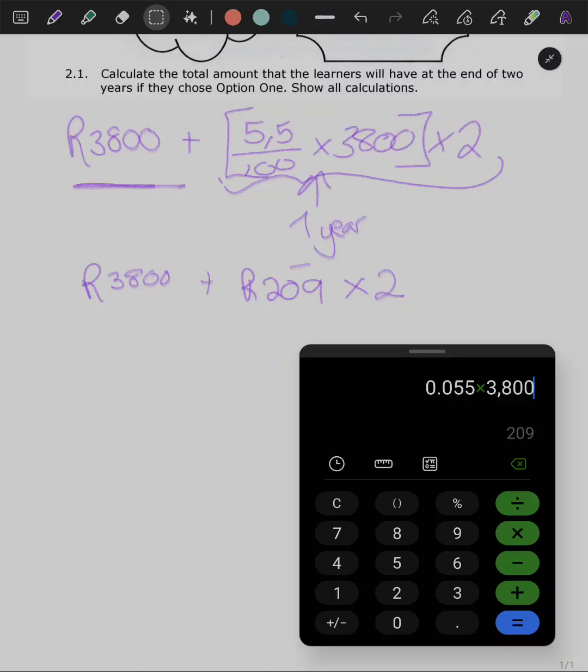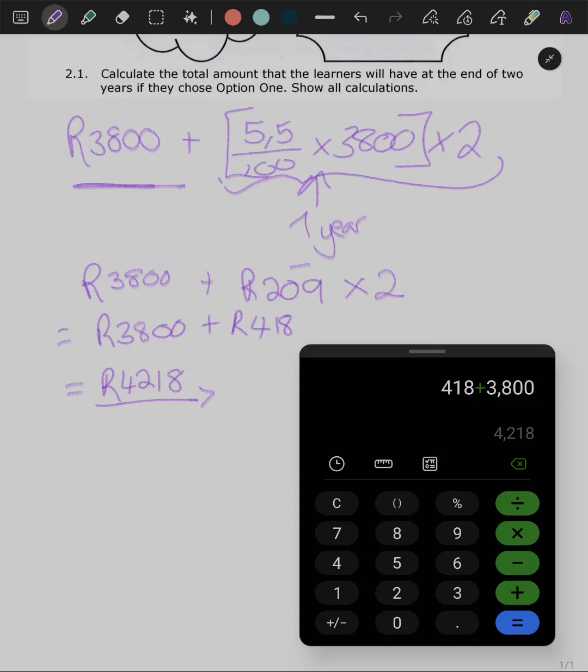Now BODMAS tells us we must multiply by 2 next. So I'm going to take that 209 times by 2, and that will give me 418. So I can say here equals 3,800 plus 418. And then when you add those together, we're going to get to 4,218. Here's my answer.